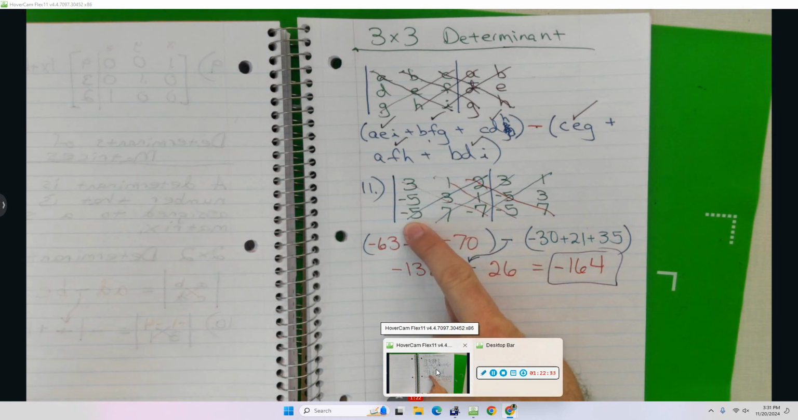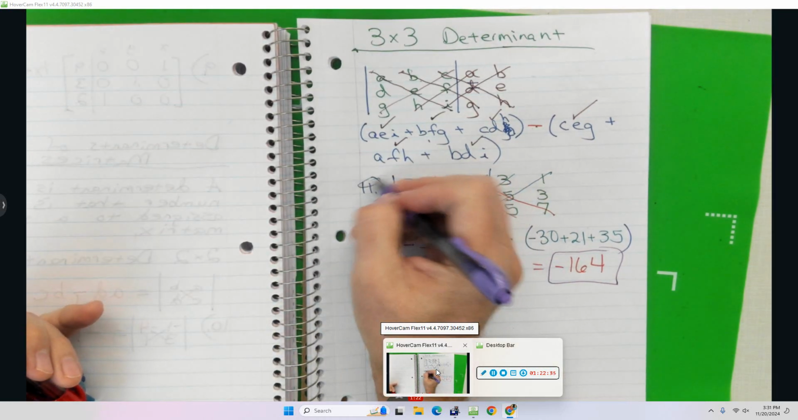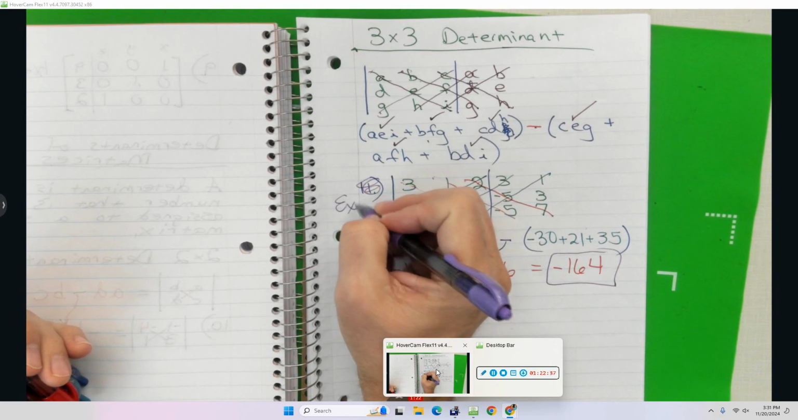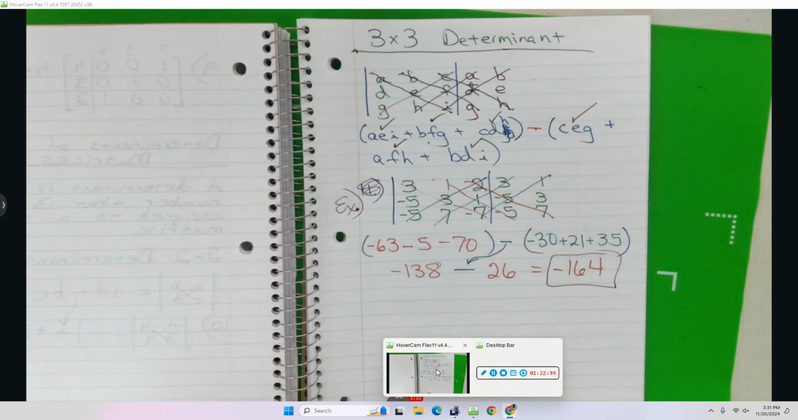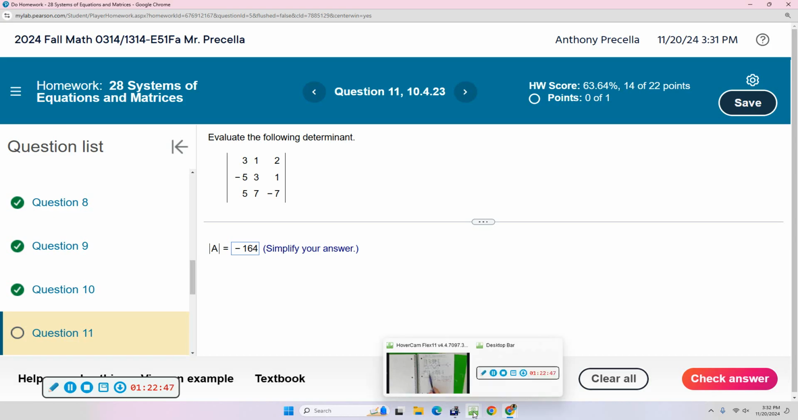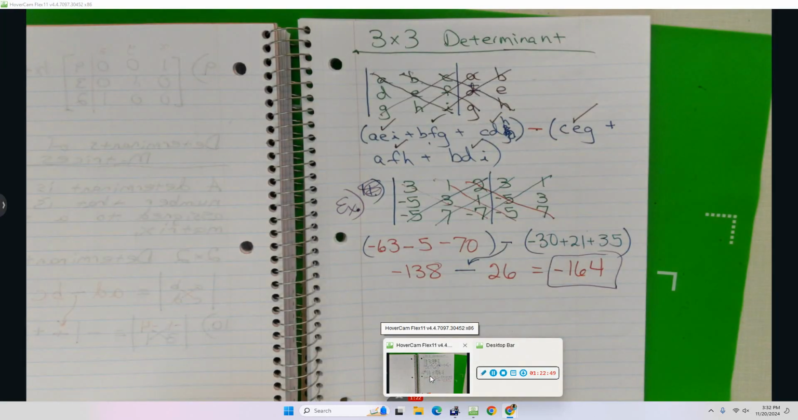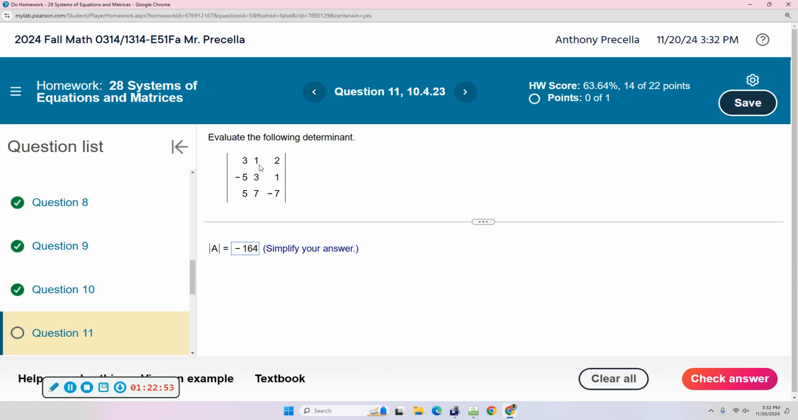Okay, this is just an example. Now you'll do number 11. This is not number 11. Notice I accidentally put a negative 5. I put two negative 5s. And I want to see if there's any other place you miscopied and I didn't catch it.